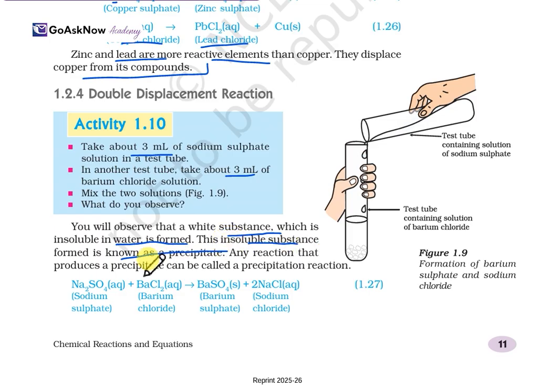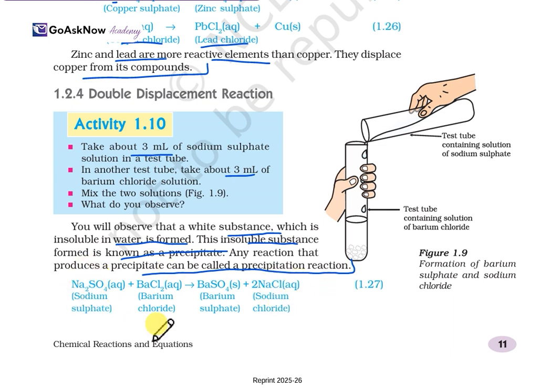Any reaction that produces a precipitate is called a precipitation reaction. When you mix these A and B, you get an insoluble substance in the form of a precipitate, and such a reaction is called a precipitation reaction. Na2SO4 plus BaCl2 gives BaSO4, which is barium sulfate, and 2NaCl, which is sodium chloride.